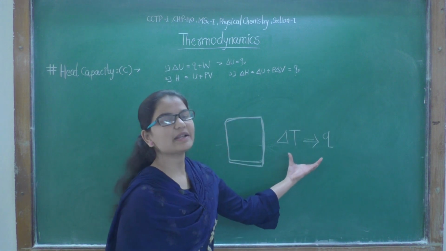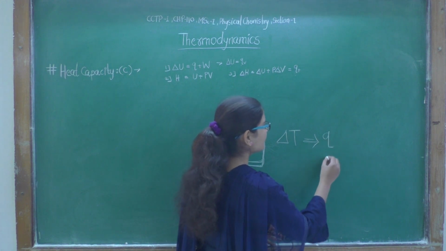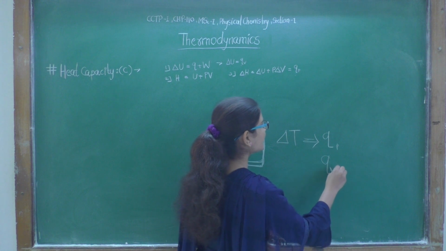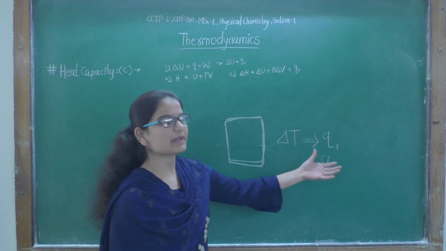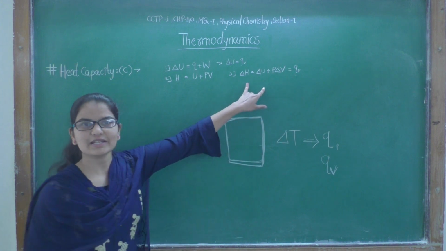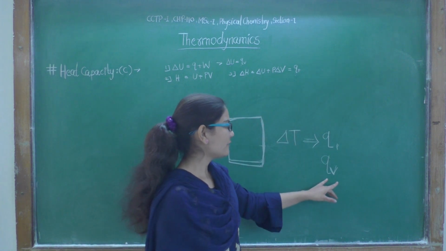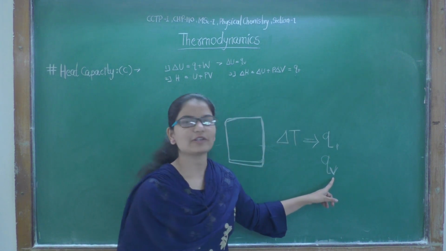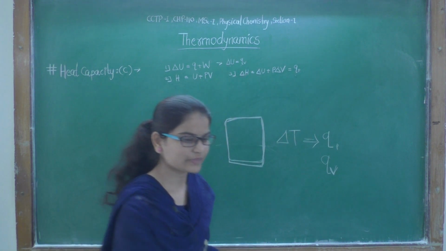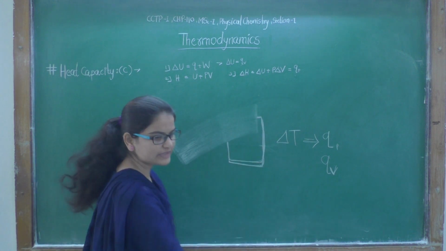If the experiment is at constant pressure, then we will get QP, and if it is constant volume, then we will get QV. If experiment is at constant pressure, then that QP will be equal to change in enthalpy. In this way we will get the value of enthalpy, and at constant volume we will get the value of change in internal energy. So the process is calorimetry and the instrument used is calorimeter.